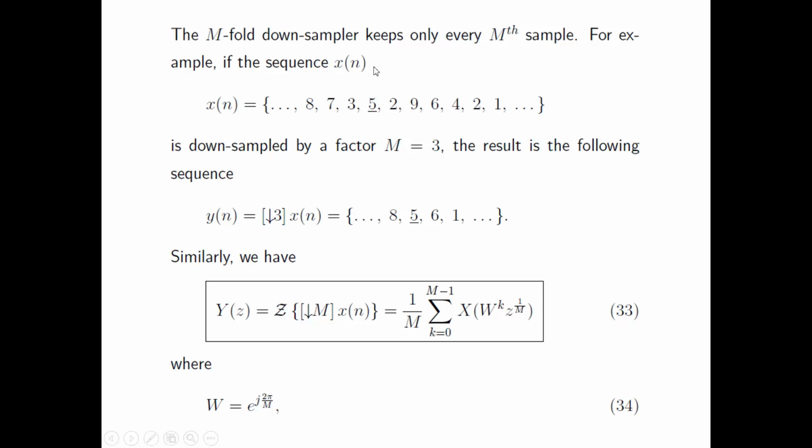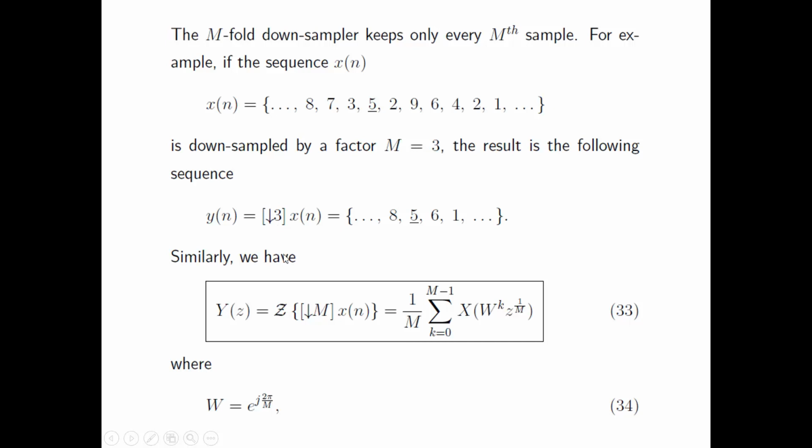For example, we have already seen the case of capital M equal to 2. Now let's take the case with M equal to 3, for a given sequence. So every 2 samples will be discarded. So 8 will come here, 7 and 3 will not come, 5 will come, 2 and 9 will not come, 6 will come, and so on, if we do the downsampling with a factor of 3.